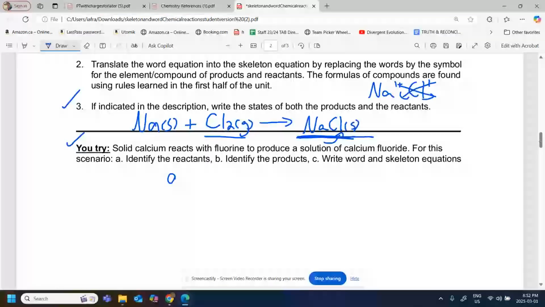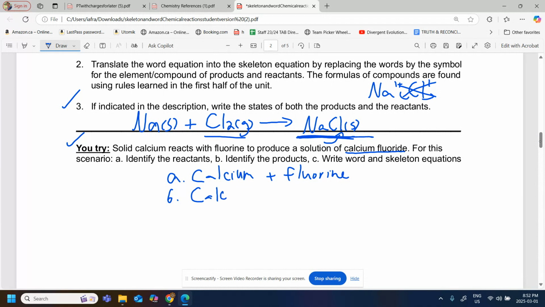So let's start with A. We're told that calcium reacts with fluorine. So we know that calcium is our first reactant. And then we also have fluorine. B, we're asked what's the product. There could be many products. In this case, it just says that we're producing a solution of calcium fluoride. So we have calcium fluoride as our product.